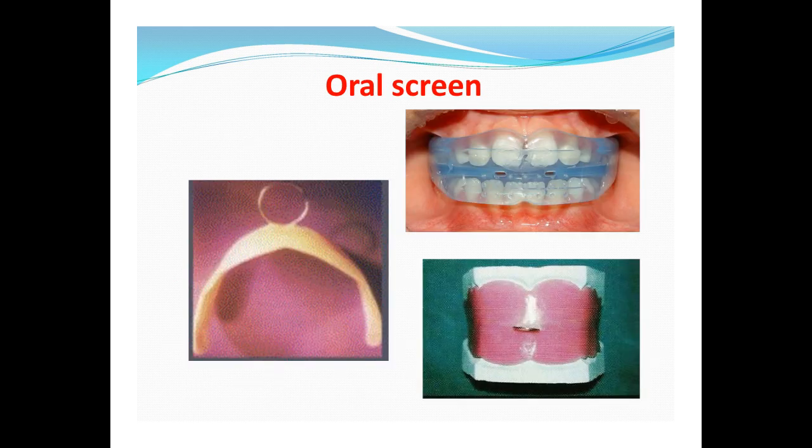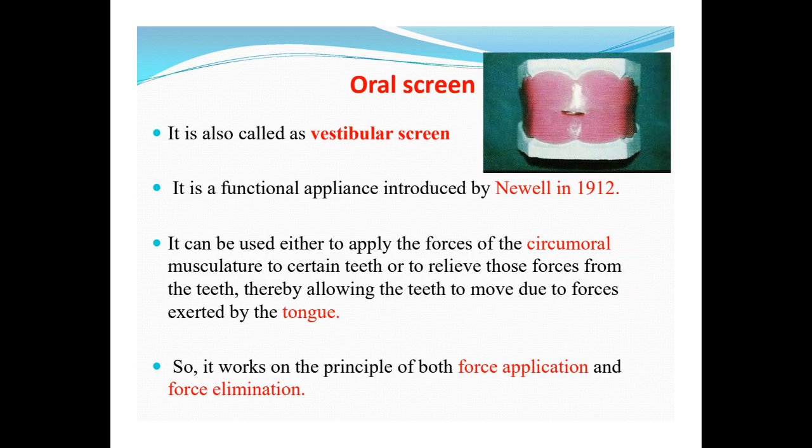Next, the important one is your oral screen. Oral screen is given in cases where the child is having a mouth breathing habit. So this is the design of the appliance. As you can see, it is completely closing the mouth, so the child cannot do this mouth breathing habit. This oral screen is otherwise called vestibular screen. It was introduced by Neville in the year 1912.